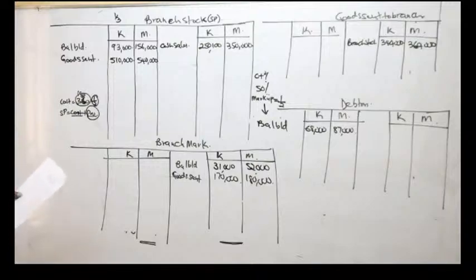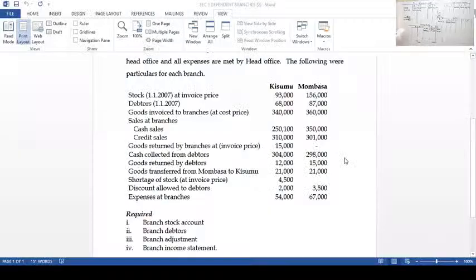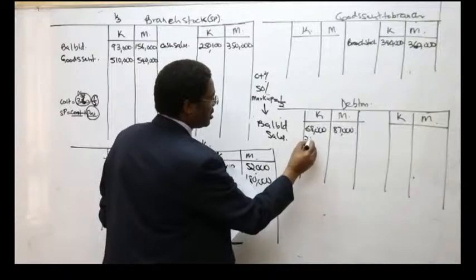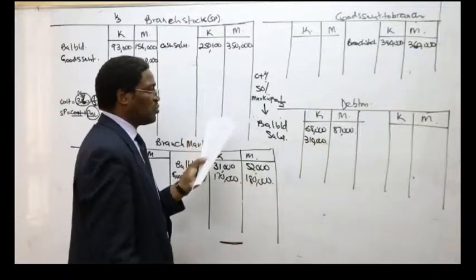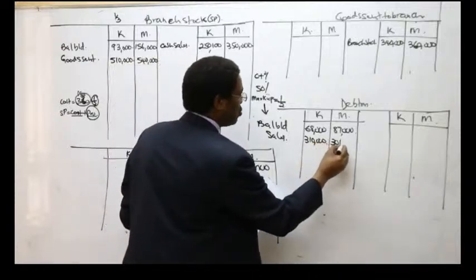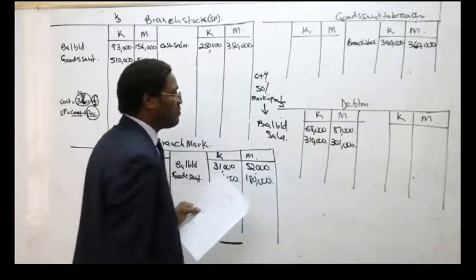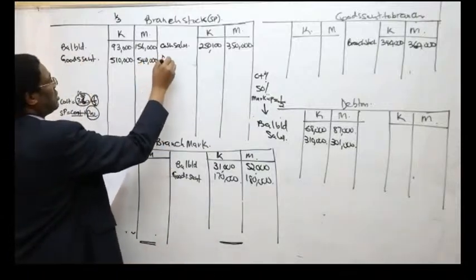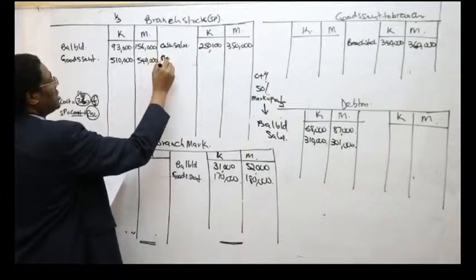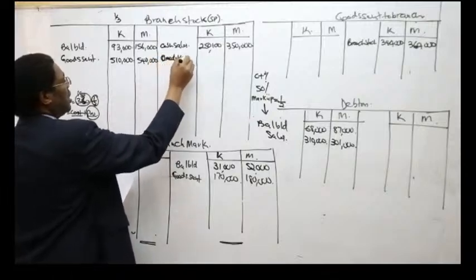We know the double entry for credit sales is when goods are sold on credit, you debit debtors, you credit branch stock. So we debit debtors, and we say your sales to Kisumu branch sold goods for 310,000, while Mombasa branch sold goods for 301,000. So we have debited debtors, let us credit branch stock, and we come and see your credit sales, just to make you remember credit sales.